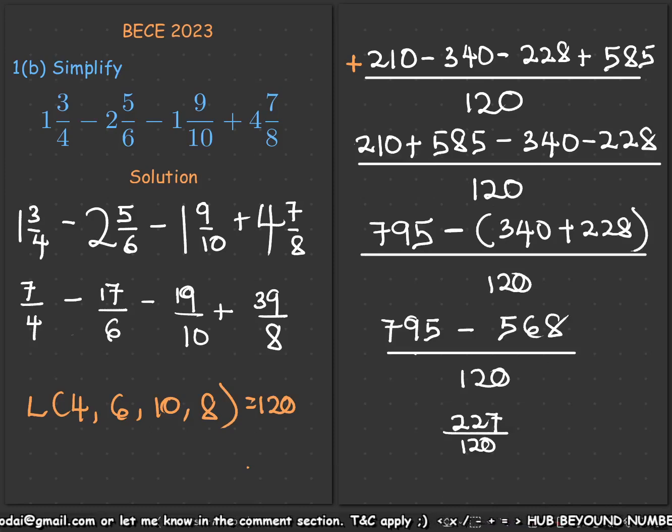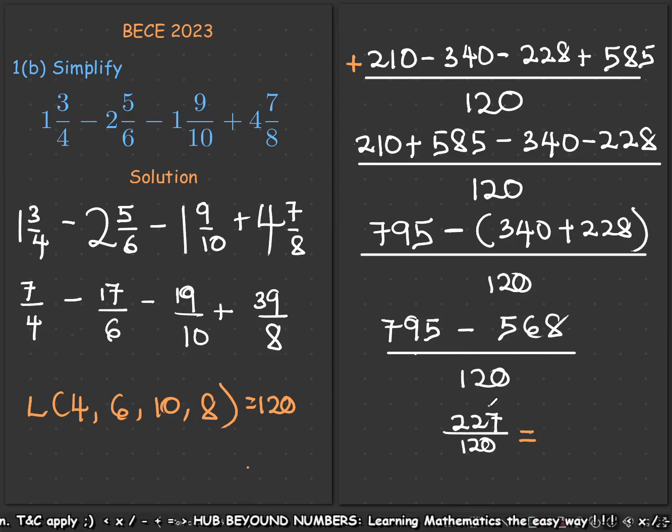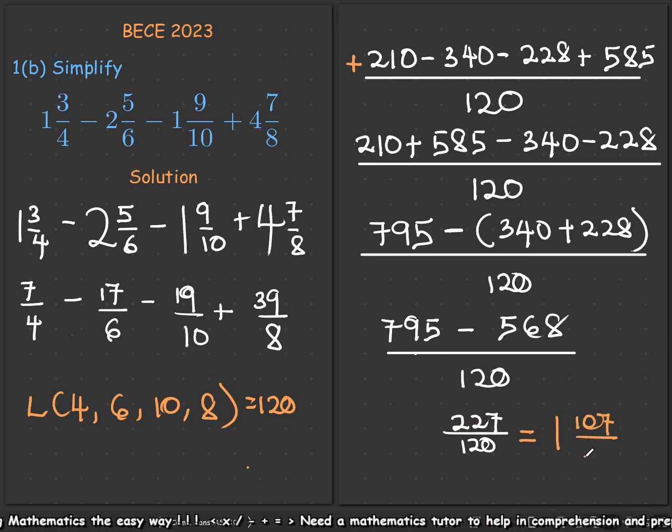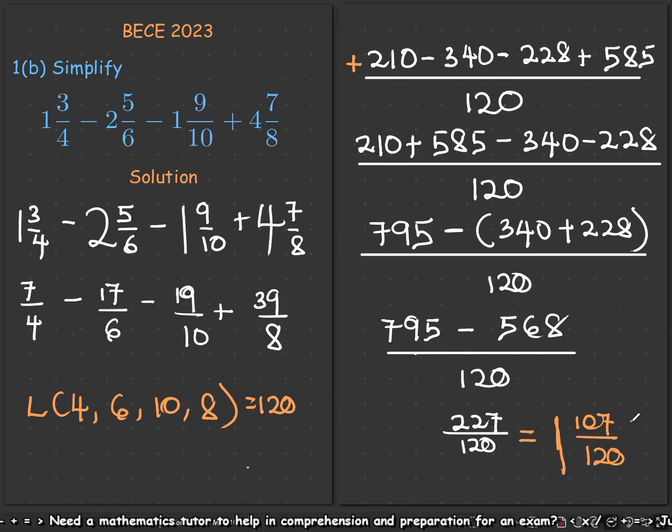Now with this as our final answer, we can choose to rewrite it as a mixed fraction. So as a mixed fraction, we ask ourselves, 120 divides 227 how many times? It divides it once. So if you divide it once, you then subtract that 120 from 227 and you have 107. So 107 over 120. So we see our final answer is one whole number, 107 all over 120. As simple as that.